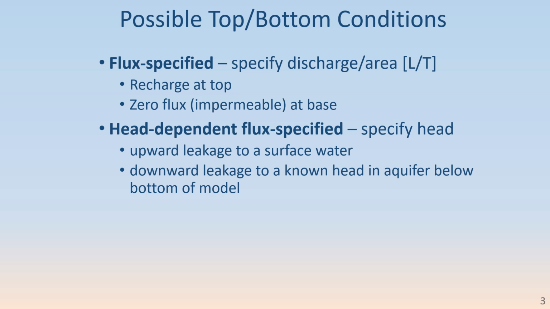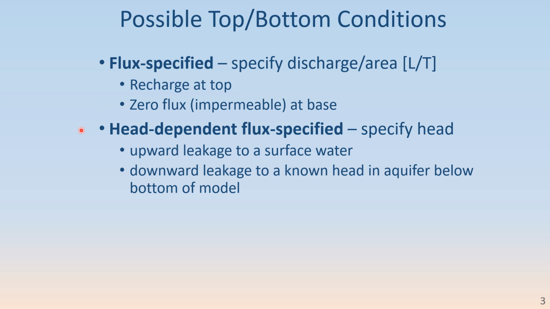There are two types of boundary conditions that can be applied at the top and bottom. One is flux specified, which would be units of length per time or discharge per area, much like a precipitation number. And that's usually used for recharge at the top of your model or an impermeable zero flux out the base of the model. That could be a finite flux out the base. That's also possible, but less common.